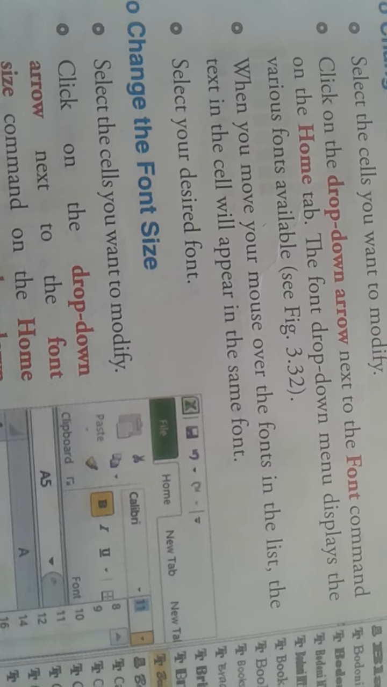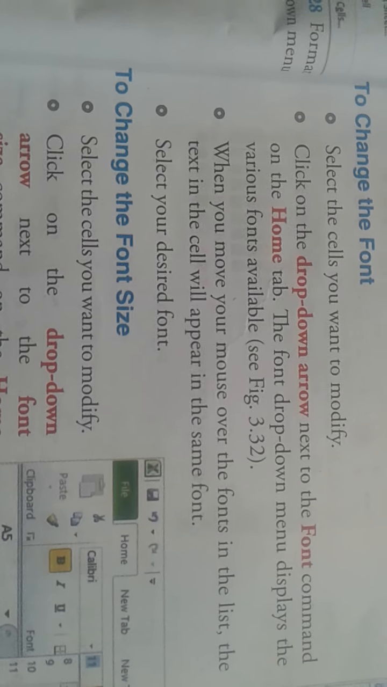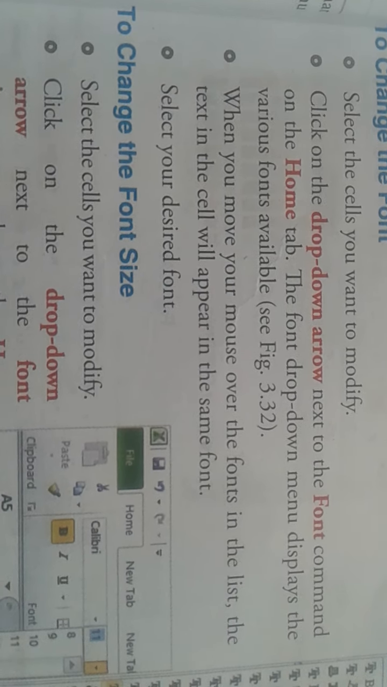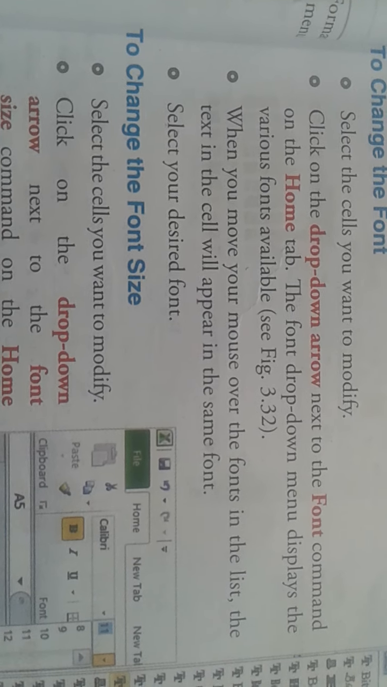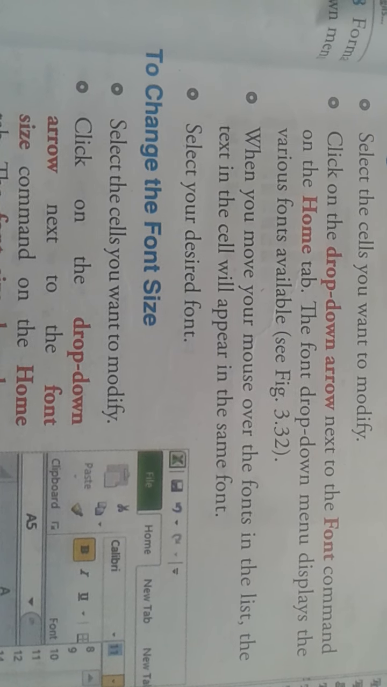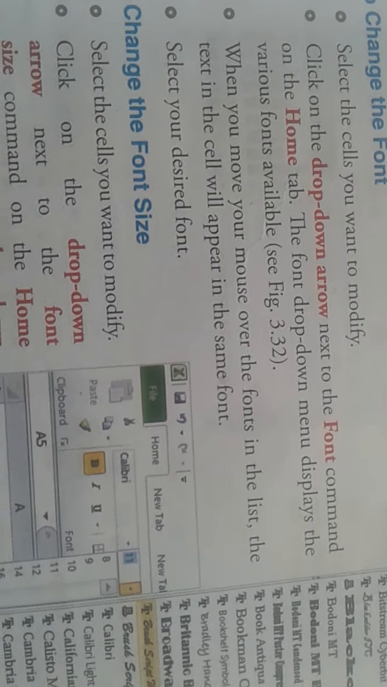Then to delete a row, what do you have to do? Select the row you want to delete. On the Home tab in the Cells group, click on the Delete command. After that, the row gets deleted. So these are the options.